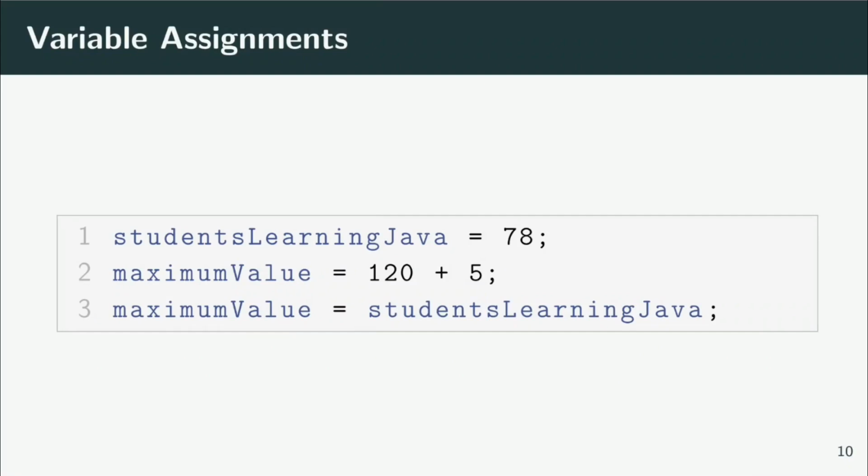And this is a variable assignment which stores the value 78 in the variable studentsLearningJava. maximumValue is defined to be 120 plus 5. And of course, these here are two literals, but together they give an expression that evaluates to an integer. And that's fine because maximumValue was declared to be an integer. So after line 2, the variable maximumValue will have the content 125. And finally, in assignment statements on the right hand side, you can also put other variables. So maximumValue can now be reassigned to be the current value of the variable studentsLearningJava. So this means after line 3, the value of maximumValue will be 78, because that is the current value of the variable studentsLearningJava.